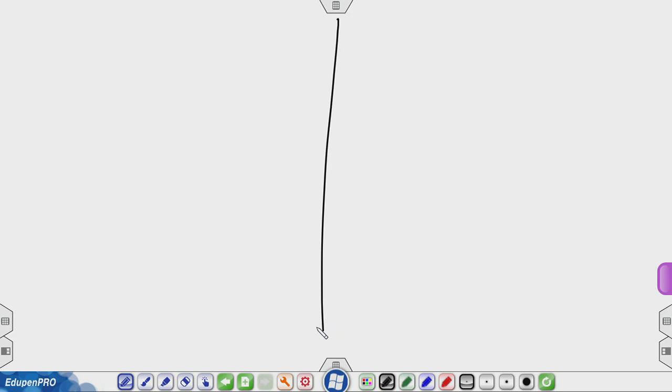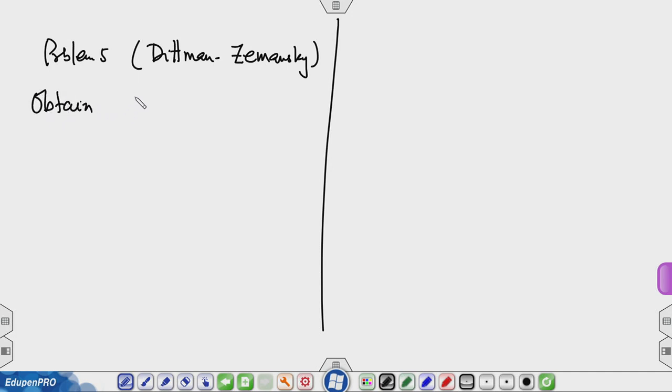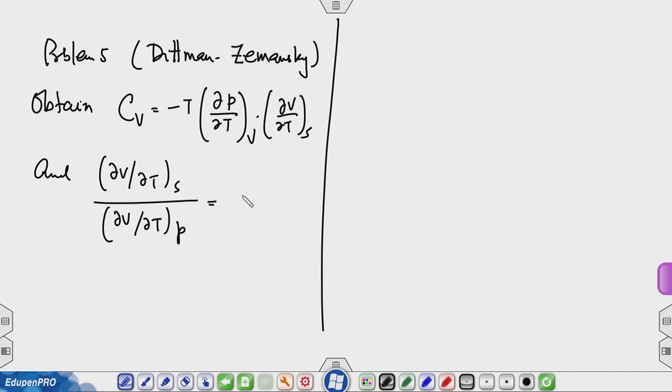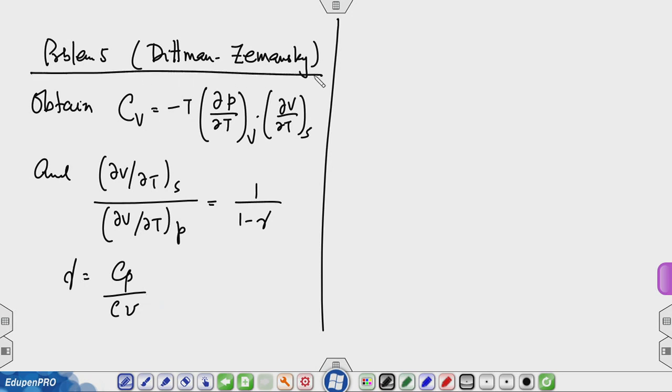And finally, I'm going to solve problem 5 again from Dittman-Zemansky, and it says obtain Cv equals minus T (dP/dT)_V (dV/dT)_S, and show that (dV/dT)_S divided by (dV/dT)_P is equal to 1 over 1 minus gamma, where gamma is Cp over Cv. Notice that all these relationships are general. There is no assumption about the equation of state or anything.